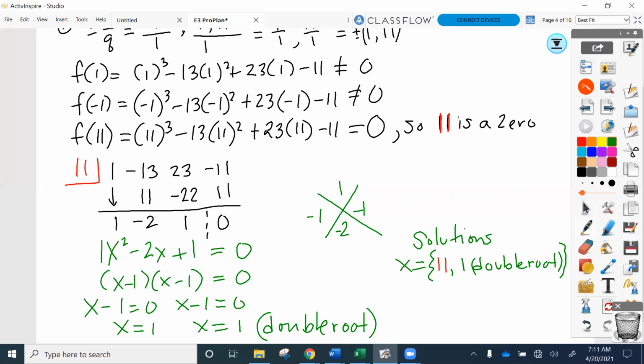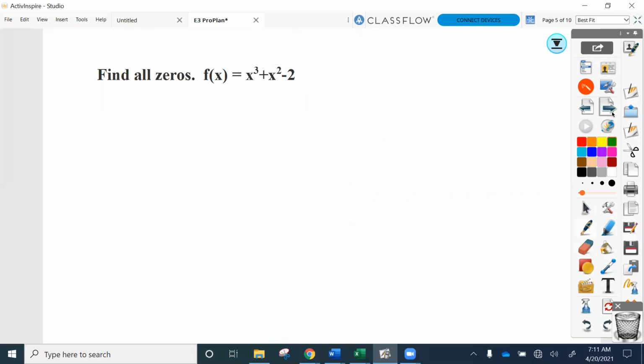All right, let's try another one. All right, so we've got to figure out first what our P and our Q is. There's the coefficient and here. So here, -2 is your P, +1 is your Q.